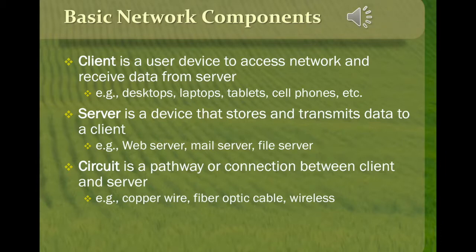In a network, there are usually three basic components. They are the client, the server, and the circuit. A client is a user device to access the network and receive data from the server. Some examples of the client would include desktops, laptops, tablets, and cell phones. These are any kind of device that are basically used by everyday individuals. That's how I would look at it.